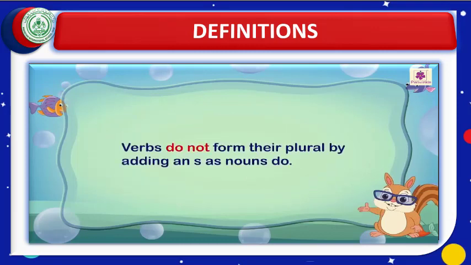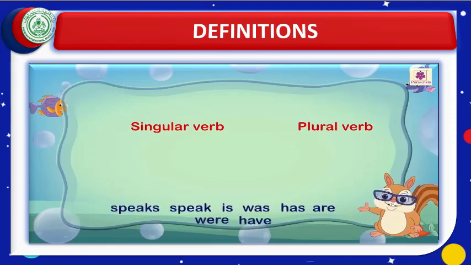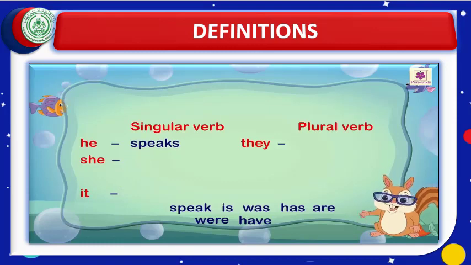Verbs do not form their plural by adding an s as nouns do. To determine which verb is singular and which verb is plural, the trick is to think which verb you would use with he or she or it and which verb you would use with they. For example, he speaks, singular verb. They speak, plural verb.